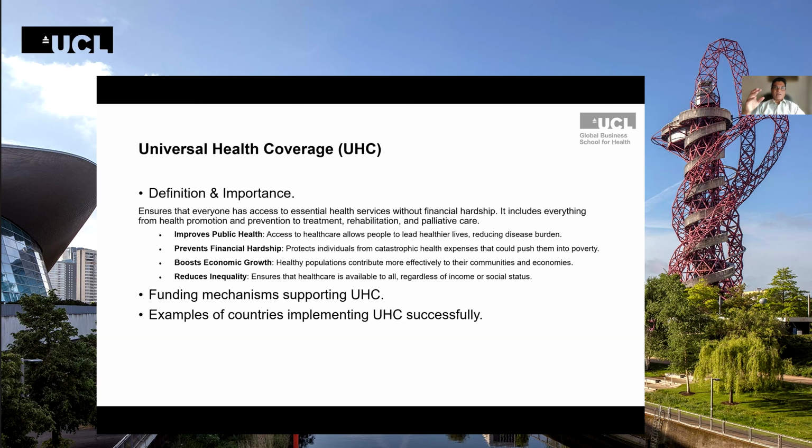So this is our universal health coverage. The definition is everyone having equal financial coverage, not to face any financial hardship. These are the four elements to that: improve public health, prevent financial hardship, boost economic growth, and reduce inequalities. Inequity in healthcare and public health is a prominent thing. An efficient allocation of funds will reduce that gap and create social harmony.